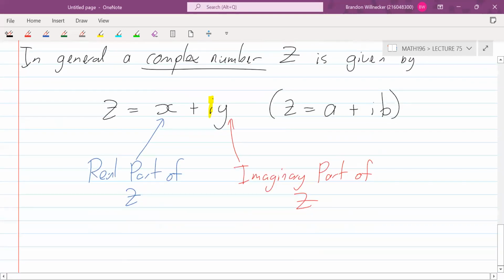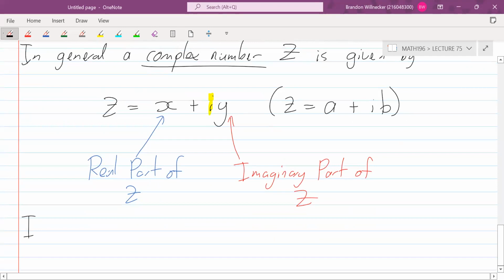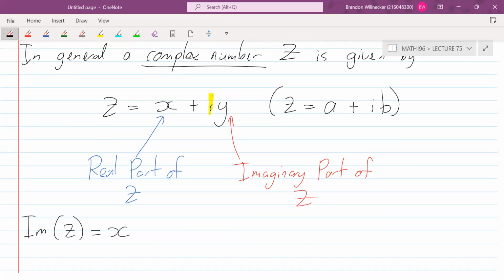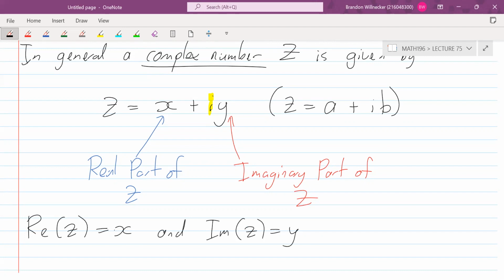So the way that we write this is we say that the real part of z is equal to x, and the imaginary part of z is equal to y. So we have these functions, real part and imaginary part, and they just extract whatever the real part and the imaginary part is.